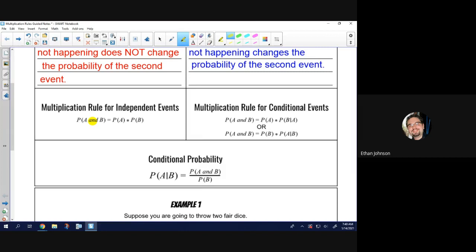But do make note for the multiplication rules for conditional events. We have 2 options. Probability of A times the probability of B given A. Or the probability of B times the probability of A given B. And once again, I will talk about those 2 later. We're mainly only going to be focusing on the multiplication rules for independent events. I'll also show you guys an example of dependent events.